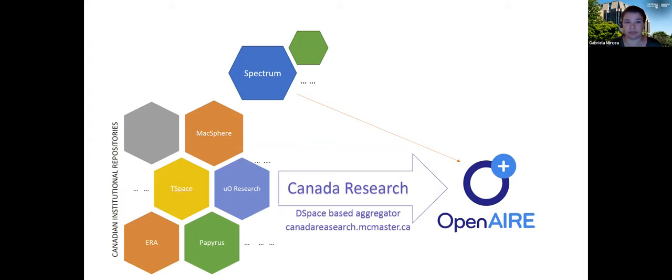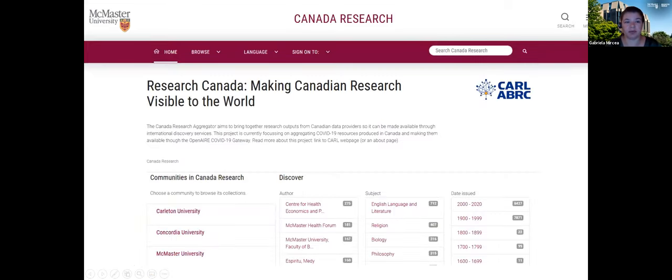The aggregator is based on DSpace. DSpace has the capacity to harvest other repositories, and versions 5 and 6 of DSpace can be made compliant with the OpenAIRE guidelines for literature repositories version 4, thanks to the work funded by several Canadian research libraries and undertaken by For Science. So we have launched a national aggregator that will transform metadata, basically.